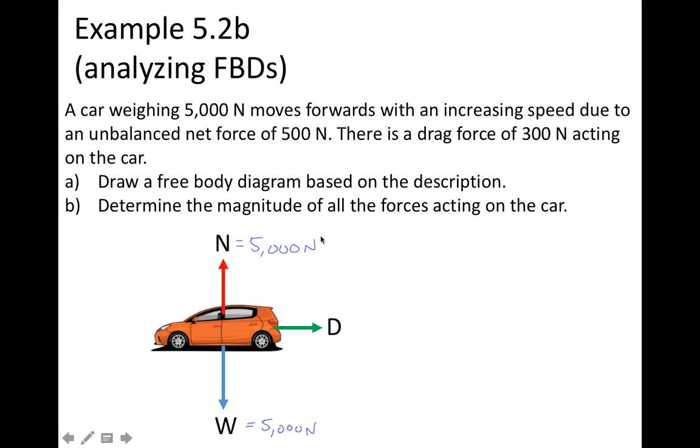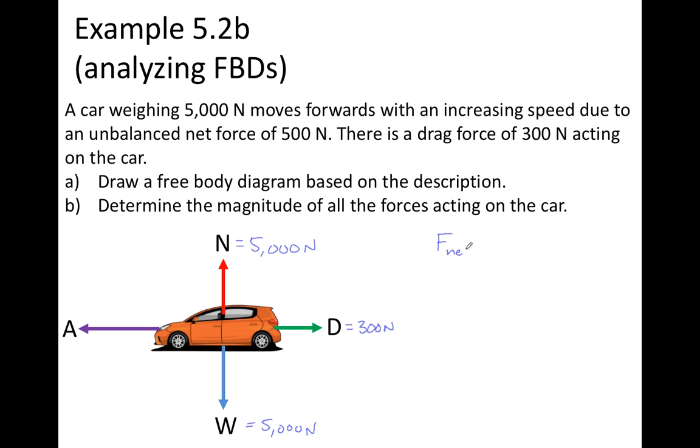There's going to be a drag force that acts backwards, and we are given this value that's 300 newtons. And there has to be some applied force that causes the car to move forward with an increasing speed. There has to be an unbalanced force in the forward direction. And we can figure out the magnitude of that applied force by taking the given value for the net force.